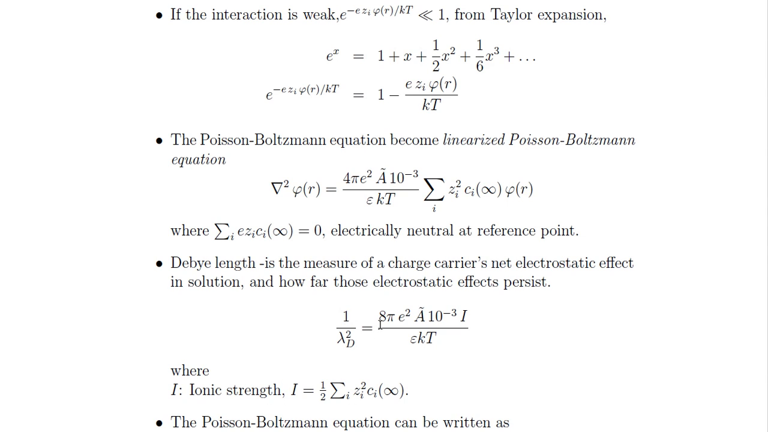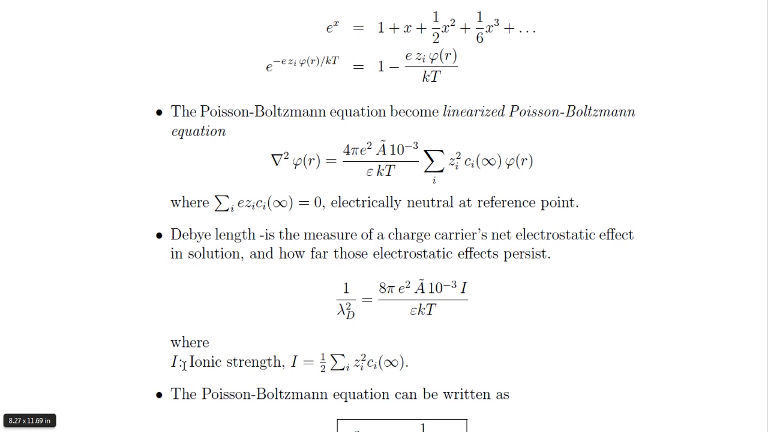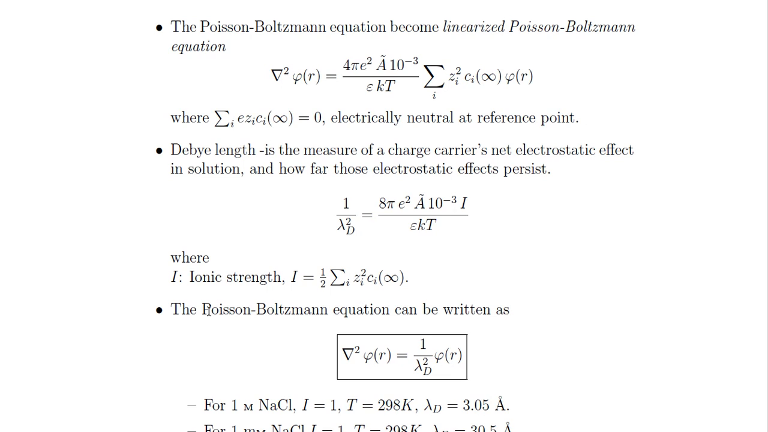8 pi e squared N_A 10 to the minus 3 I over epsilon kT, where I is the ionic strength, and we can use 1 over 2 sum of Ci Zi squared, so we can get this equation. Okay, so using this Debye equation, we can simplify the Poisson-Boltzmann equation as this equation.